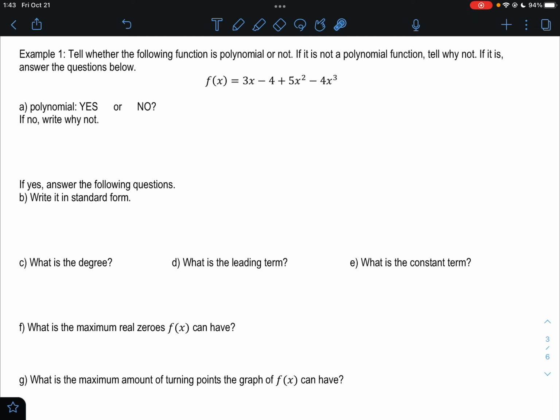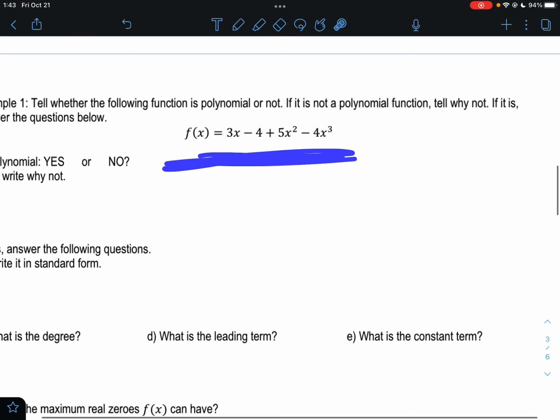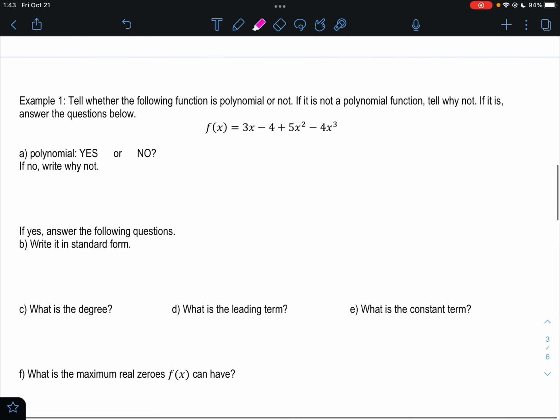So we're just going to ask ourselves, is this polynomial or not? If it is not, let's talk about what kind of function it is. And if it is, we'll answer all the questions that follow. So here's our first one, f of x. Is this polynomial? Is it in this form? And the answer for this one is a resounding yes.